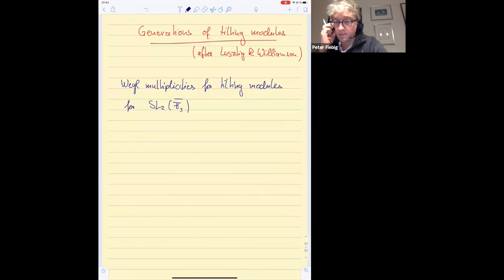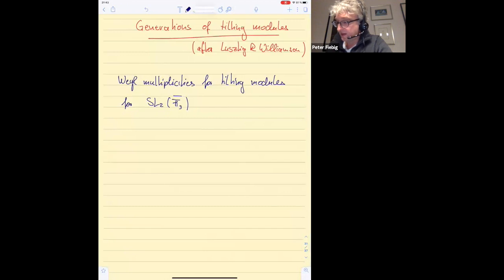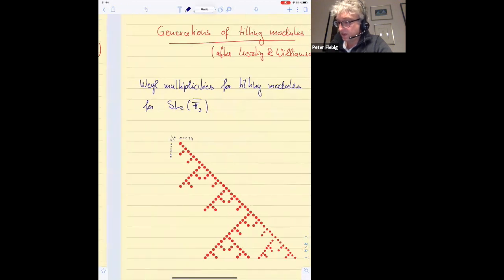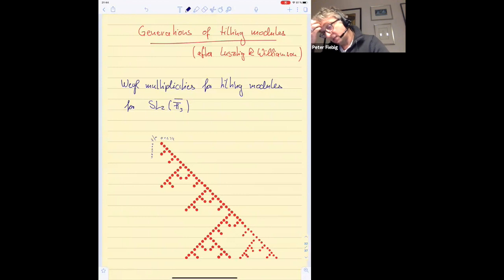A motivation for this generation idea is if you look at the tilting modules for, say, SL2 over a field of positive characteristic, and using Steinberg's tensor product theorem, you can actually calculate all these multiplicities, the Weyl multiplicities in these tilting modules. SL2 is the only case where we know all these multiplicities, and it looks kind of like this.